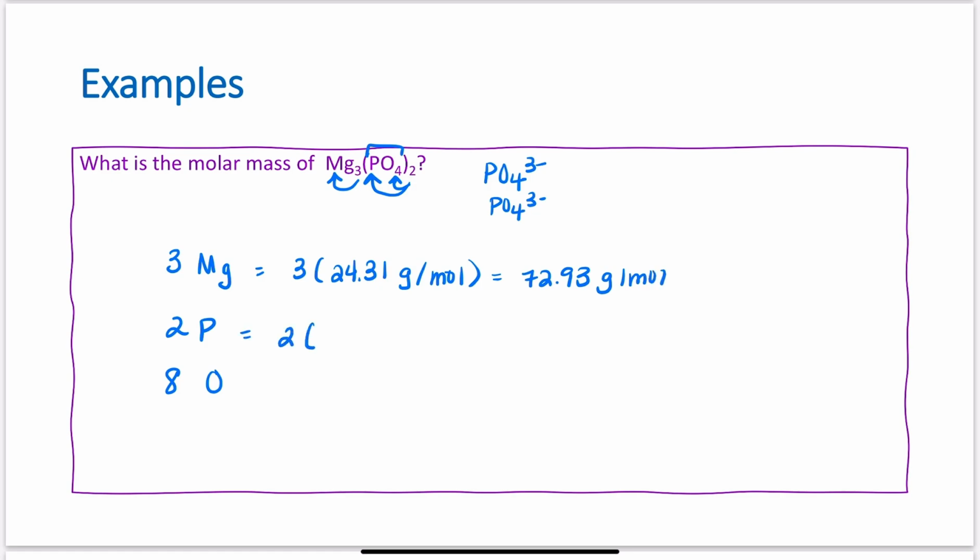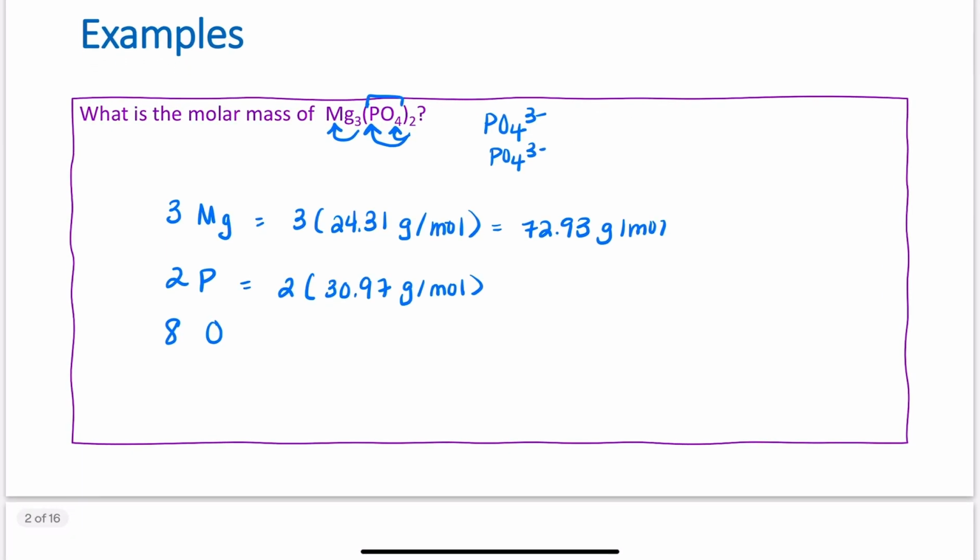My phosphorus, I have 2 of them. Phosphorus on the periodic table tells me 30.97. So that means that 1 mole of phosphorus atoms weighs 30.97 grams. Multiplying that by 2 gives me 61.94 grams per mole. And 8 oxygens. 8 times 16.00 grams per mole.